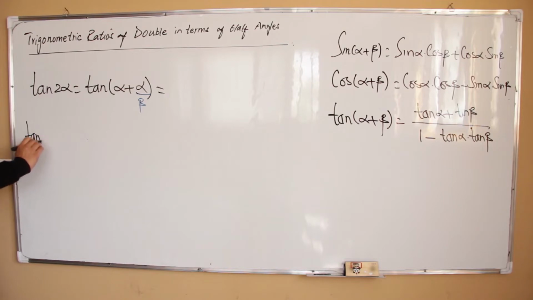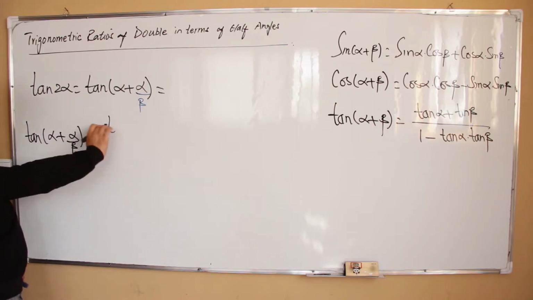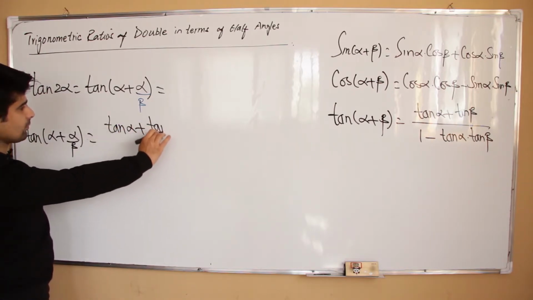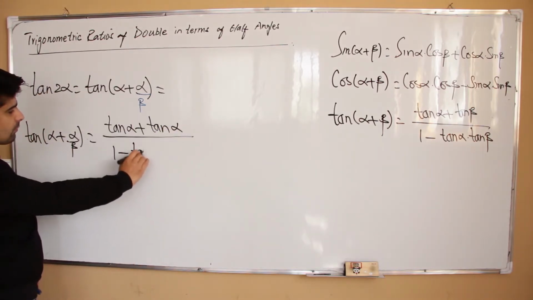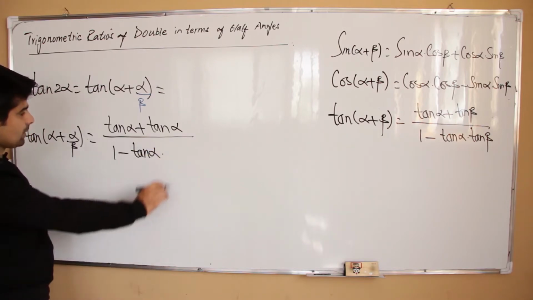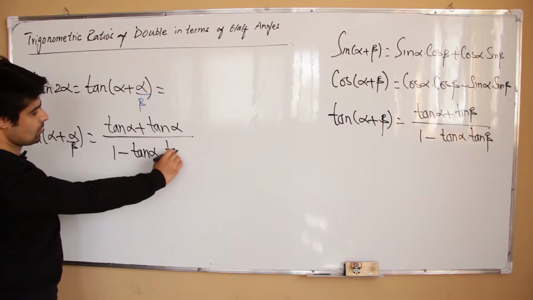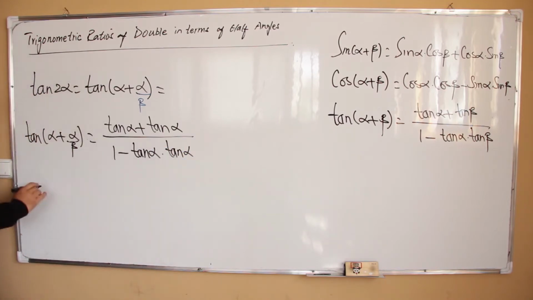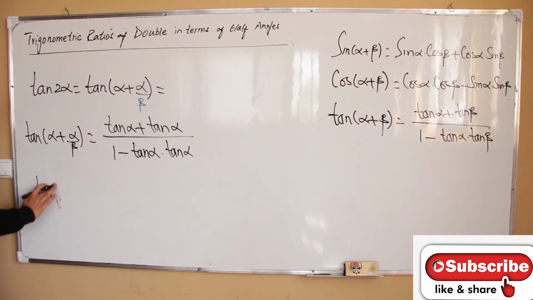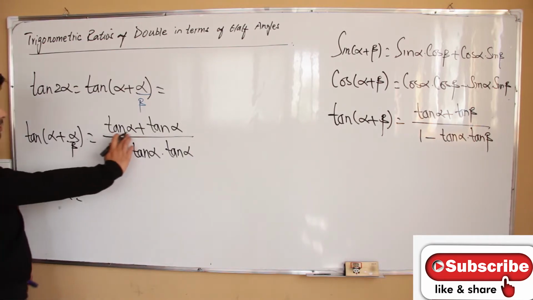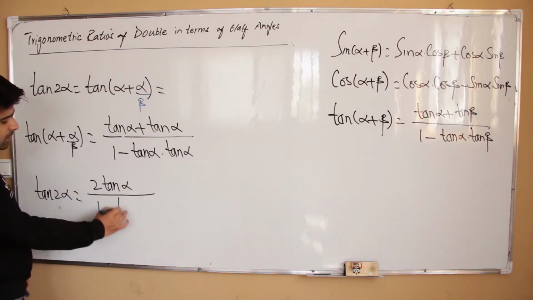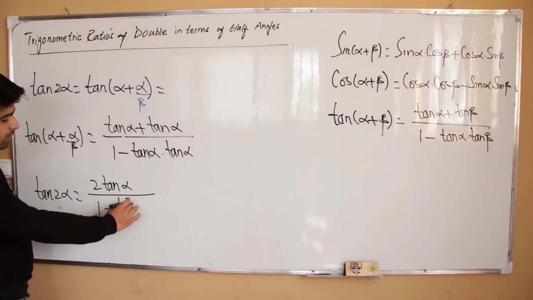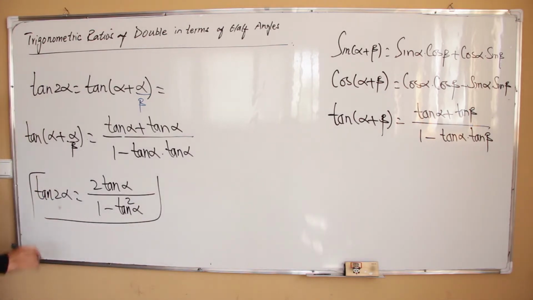So tangent of alpha plus alpha, in which this one is beta: tangent of alpha plus tangent of, instead of beta, once again alpha, divided by 1 minus tangent of alpha times tangent of beta, instead of beta, alpha, tangent of alpha. Right? Yes, tangent of alpha plus alpha, it's 2 alpha. So 2 tangent alpha, divided by 1 minus tangent what? Square of alpha. This is the formula we can use for tangent of 2 alpha.